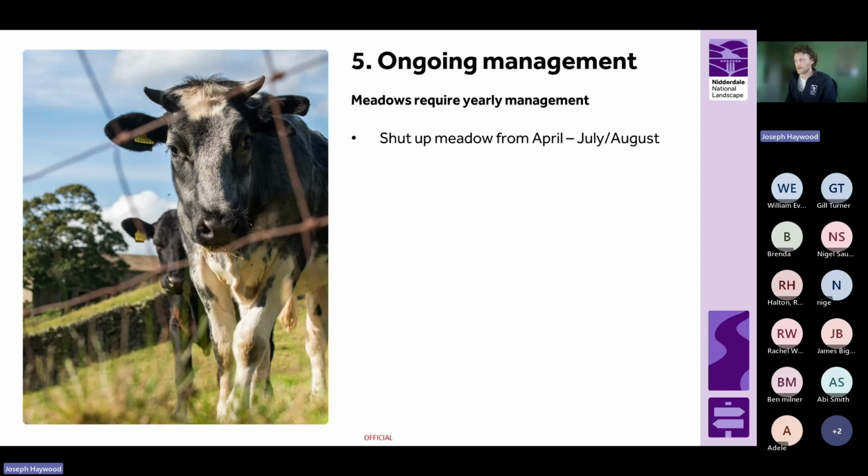I think I've jumped the gun again. So let's stick with the bullet points. I've done them in this order for a reason, haven't I? You want to shut your meadow up from April to July. That's the main growing season. That's going to allow your plants to grow, flower, and set seed, and you're providing all the pollinators with a really good floral resource in that period of time.